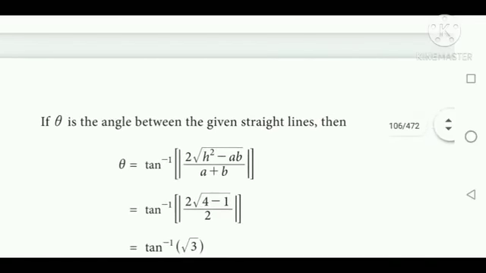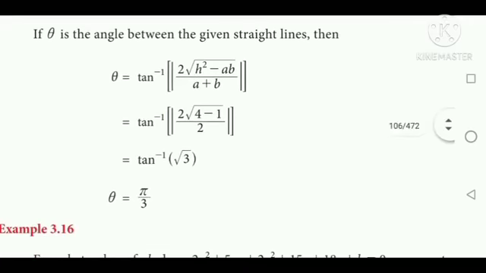So if the angle theta is the angle between the given straight lines, then theta equal to tan inverse modulus of 2 root of h square minus ab divided by a plus b. Okay, 2 into h square means here 4, that is 2 square 4 minus 1, ab equal to 1 into 1, ab equal to 1. After cancelling it, we are getting the values.